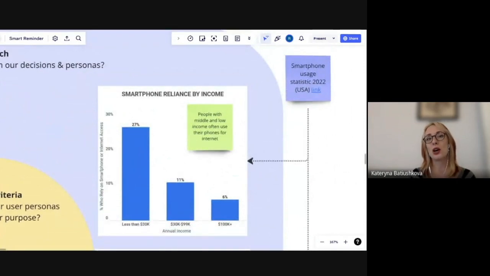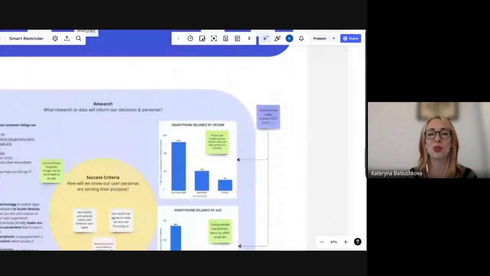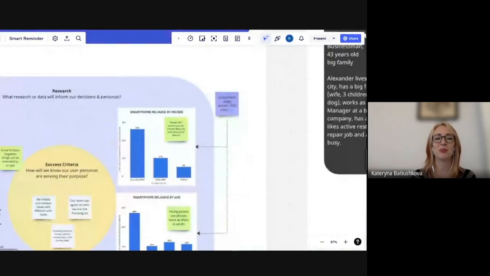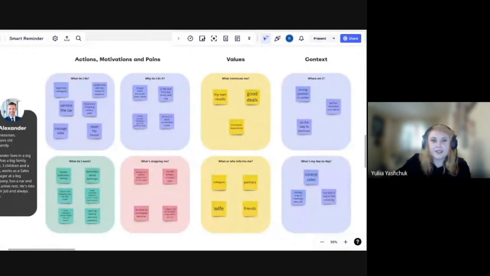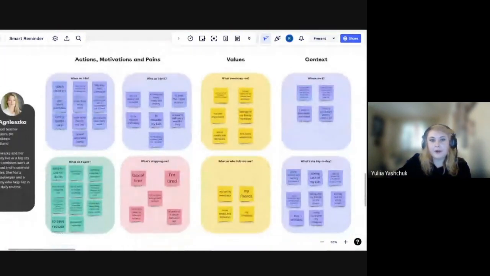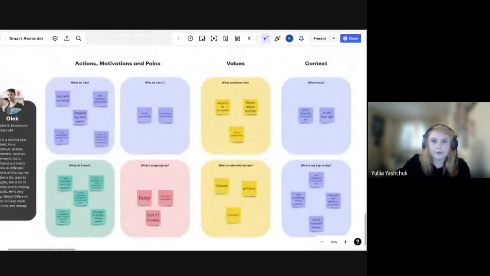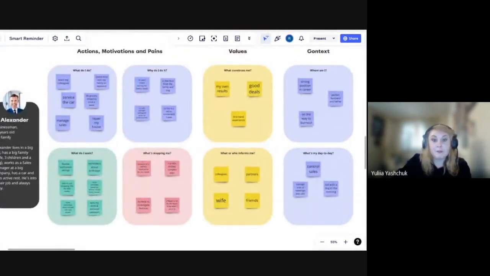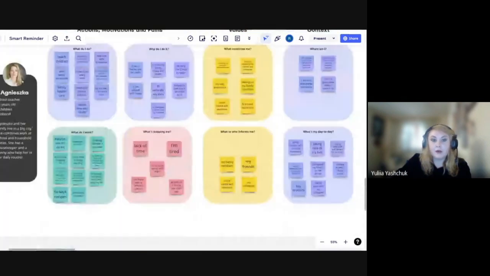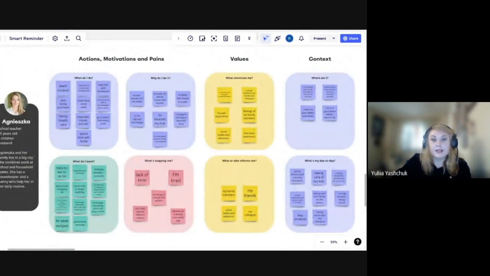And now Julia will present to you our user personas. Julia? Yeah, so let me introduce our fictional users. Here on the screen you see that we created three personas with different backgrounds. The first one is a businessman who maybe works in sales, is married, has three children, a dog, and repairs his house. The second one is a woman who works at school and does household tasks, is married, has two children, a housekeeper, and a nanny.